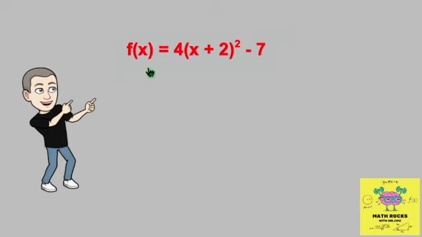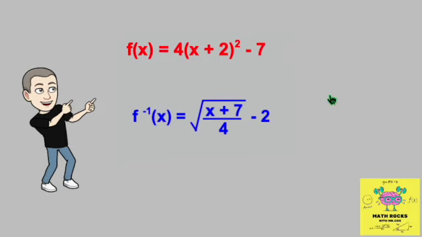So here we have a function f of x equals 4 times the quantity x plus 2 squared, and then minus 7. And we're going to be looking at how you would make what's called an inverse. So we have some inverse notation here. You'll see a 7, a 4, a 2, a square root. Kind of similar to what's going on up here, but definitely different.